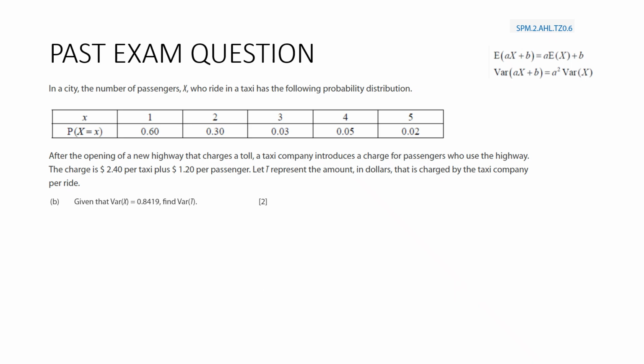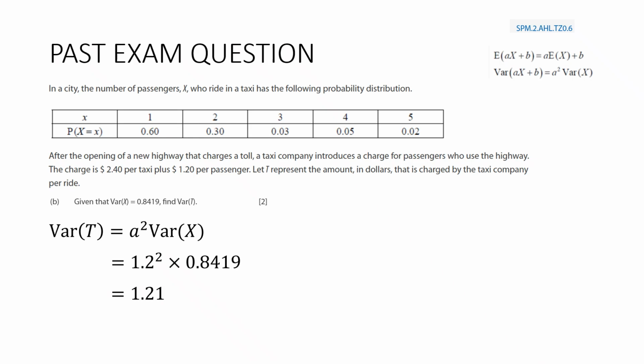B, given that the variance of x is 0.8419, find the variance of T. So again, using our formula, we're going to get the variance of T is equal to a squared times the variance of x. A, remember, is $1.20, and in the calculator, our variance is 1.21.